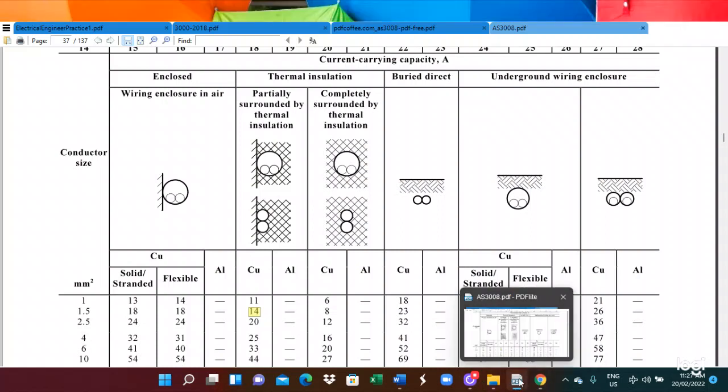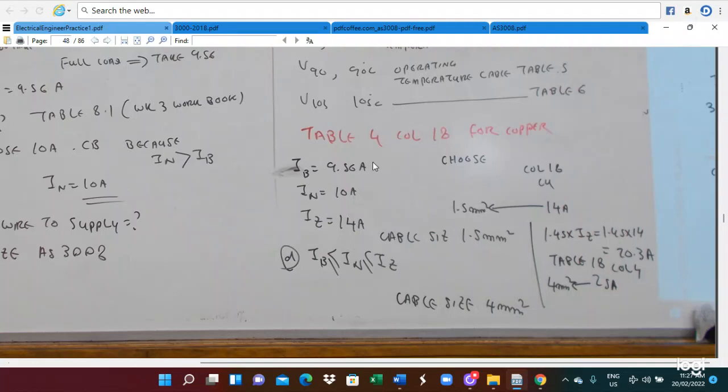Because of why we have to utilize this one way, we also have to multiply with the IZ. IZ multiplied by 1.45: we got the IZ is 14 amperes, multiplied by 1.45, we got 20.3 amperes. So therefore the second condition is this condition.